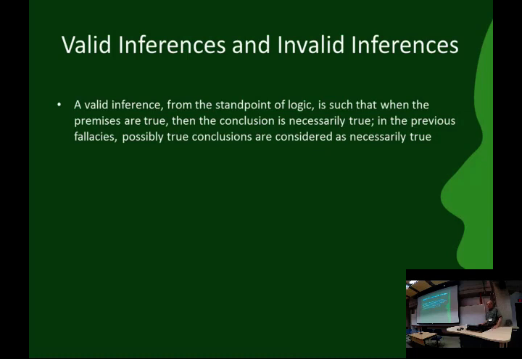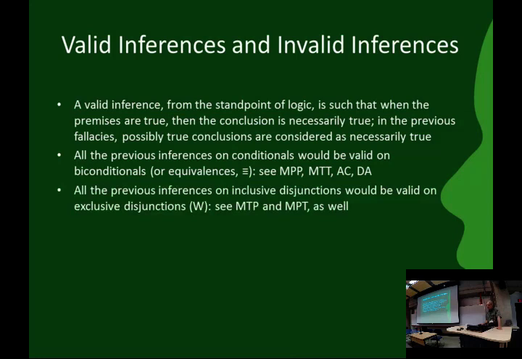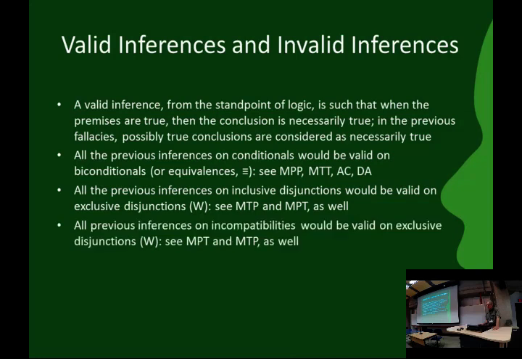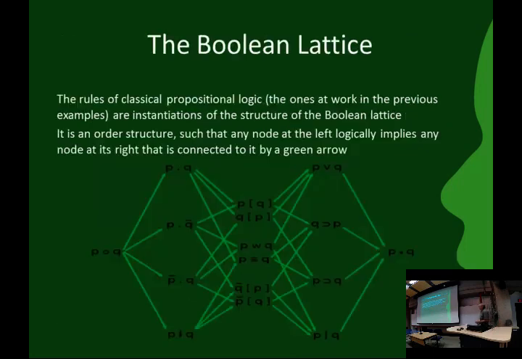All the previous inferences on conditionals would be valid on biconditionals or equivalences. That is, the four on conditionals would be valid with biconditionals. The four on disjunctions would be valid in the context of exclusive disjunctions instead of inclusive. And all the previous inferences on incompatibilities would be valid on exclusive disjunctions. So we have a natural tendency, as laypersons, I would say, to interpret conditionals as equivalences and disjunctions and incompatibilities as exclusive disjunctions. Why is it so? This is a Boolean lattice, and I explained that we follow the green arrows and we're in validly correct inferences.